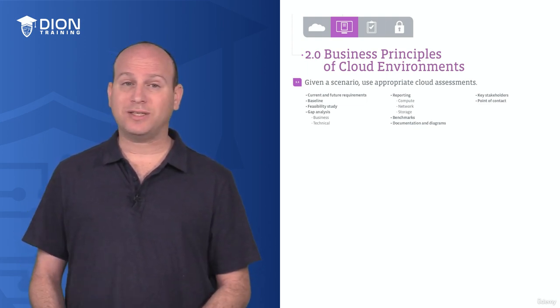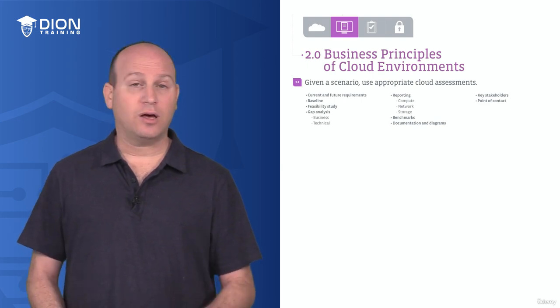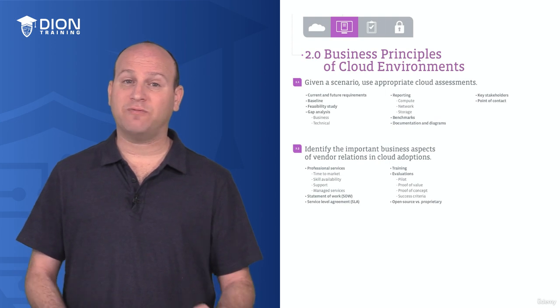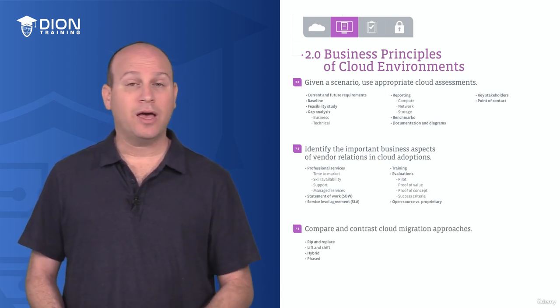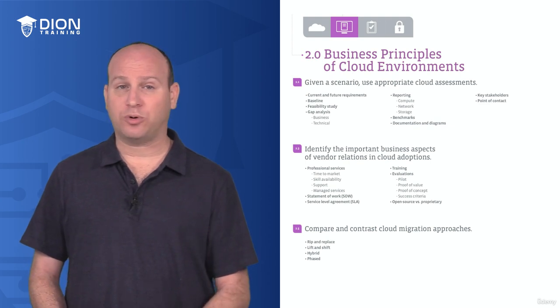Now, Objective 2.1 states that given a scenario, you must be able to use appropriate cloud assessments. Objective 2.3 states that you must be able to identify the important business aspects of vendor relations in cloud adoptions. And Objective 2.5 states that you must be able to compare and contrast cloud migration approaches.